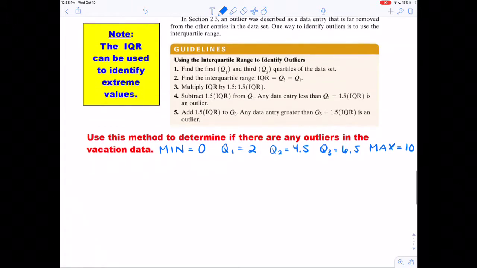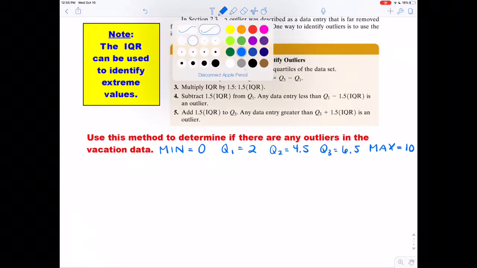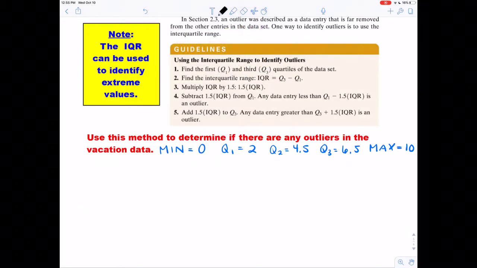All right, and then what I'm going to do is calculate my interquartile range, because again, what we're doing here is using the interquartile range to determine if there are any outliers or extreme values. So our interquartile range is just going to take the third quartile, which is 6.5, and subtract the first quartile, which is 2. And that's going to give me an interquartile range of 4.5.